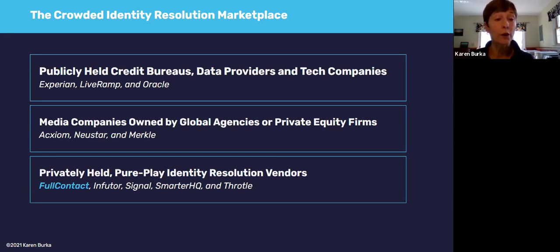There's also a group of large media companies owned by the global holding agencies or private equity firms, and we include companies like Acxiom, Neustar, and Merkle in that group. And then we've got a whole group of privately held pure play identity resolution providers, which include FullContact, which is Kurt's company, as well as a group of other companies, including Infutor, Signal, SmarterHQ, and Throttle. So there's lots of different choices when it comes to who is the right fit for your company in terms of moving forward in your identity resolution efforts.